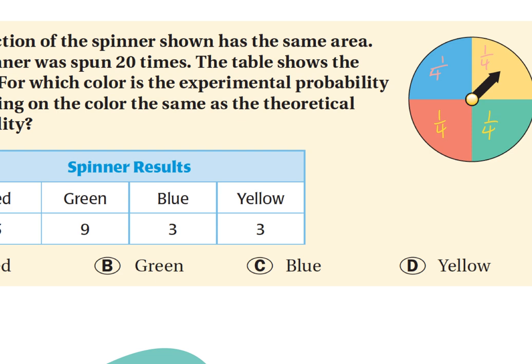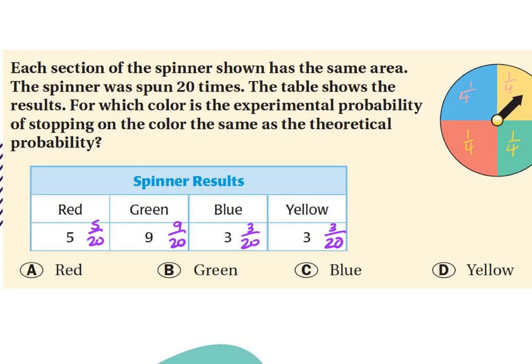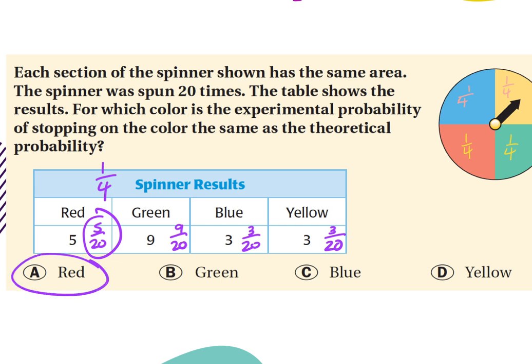So how many times was it actually spun? 20. So this would be 5 over 20, 9 over 20, 3 over 20, 3 over 20, and you're looking for where they're the same. 5 over 20 reduces to 1/4, so red is where they occur the same. So theoretical is what it should be if it's fair and even, and your actual experimental is what happened. So that's based on data.